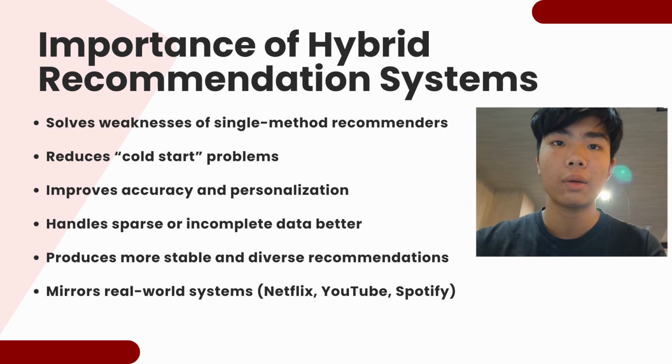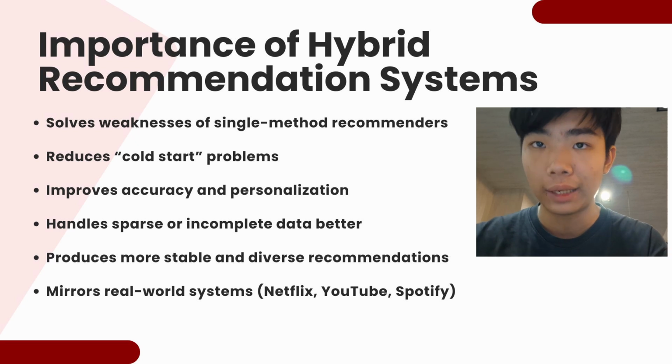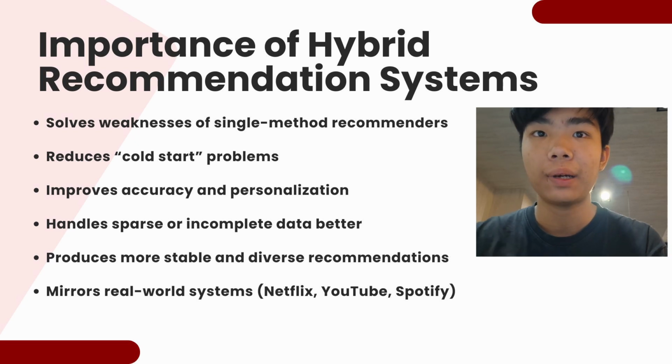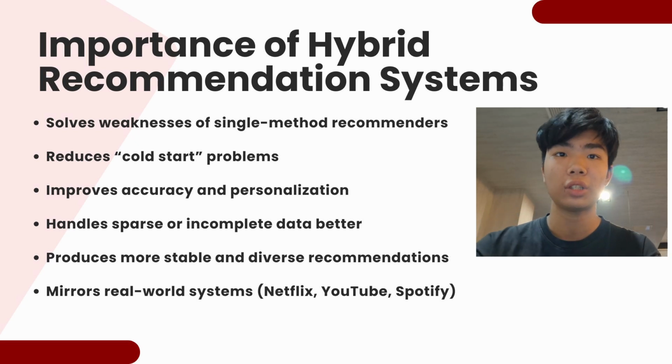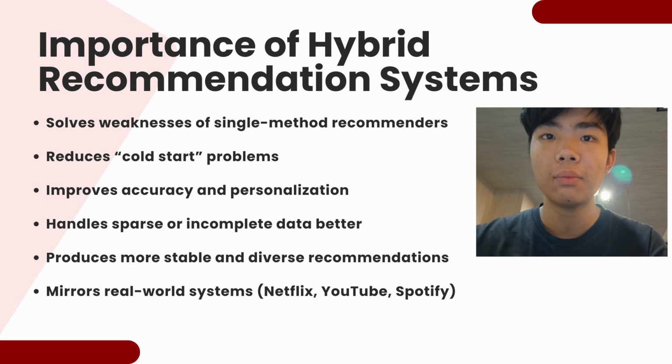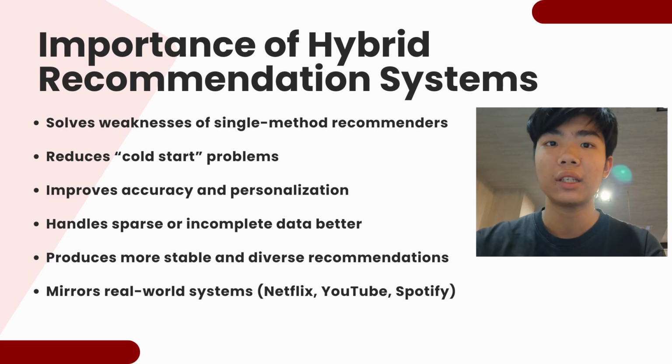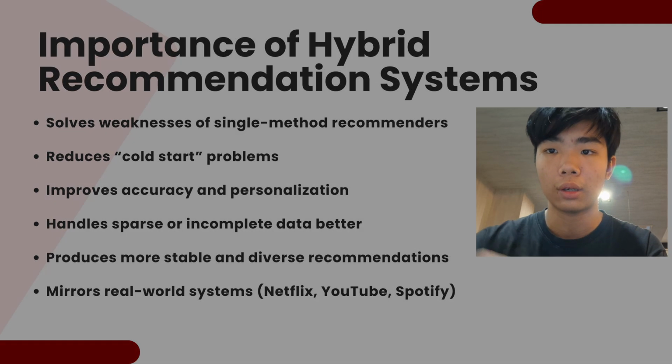This system can still recommend similar movies even if there are limited ratings, and at the same time it can learn patterns from users to diversify the suggestions. This leads to better accuracy, more variety, and stronger personalization. This hybrid approach is not just academic, it mirrors what real-world platforms like Netflix, YouTube, and Spotify use. So implementing it in this project brings the system closer to how modern recommendation engines actually work.